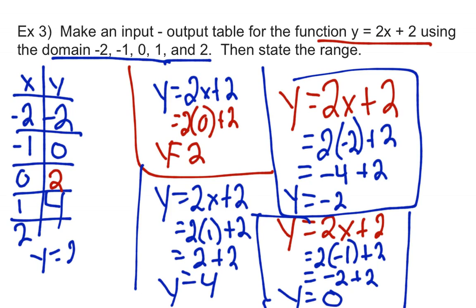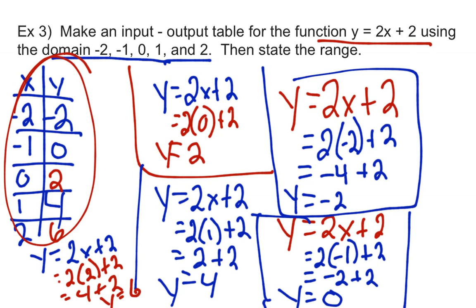Y equals 2x plus 2. My last number is 2, so I plug that in. 2 times 2 plus 2. Well, 2 times 2 is 4 plus 2, which gives me that this last one is y equals 6. All right, so here's my xy table. Got that done. XY table.